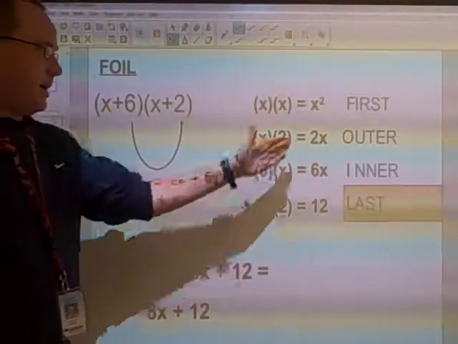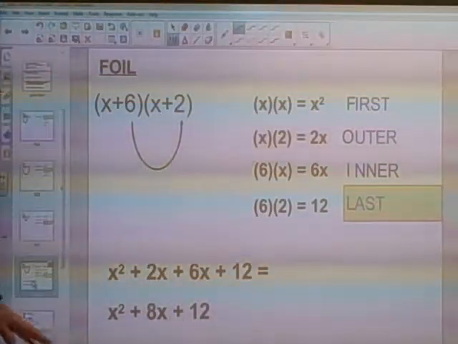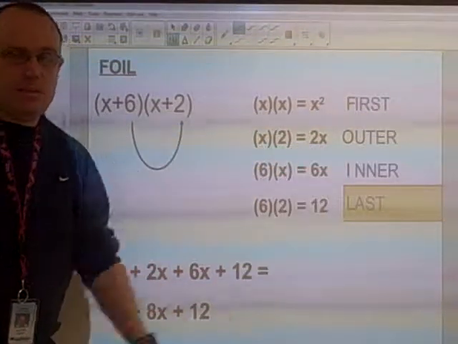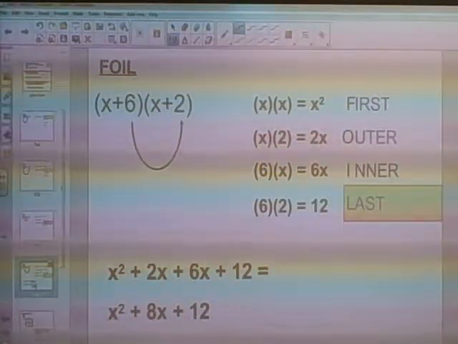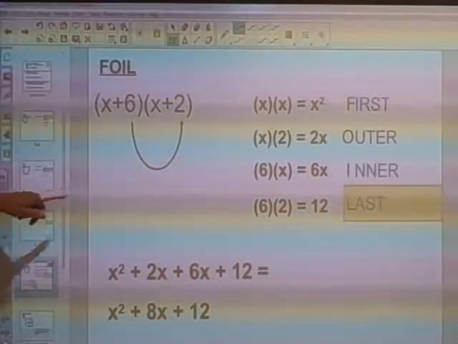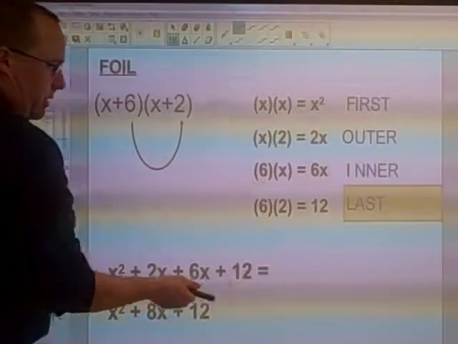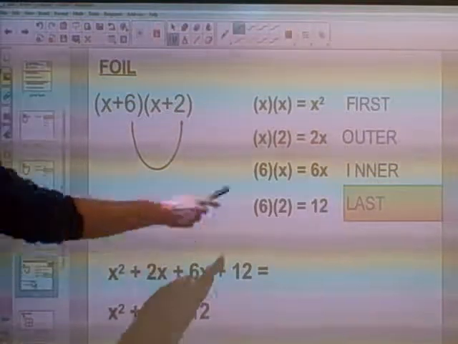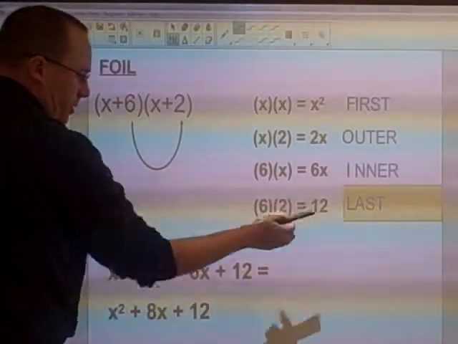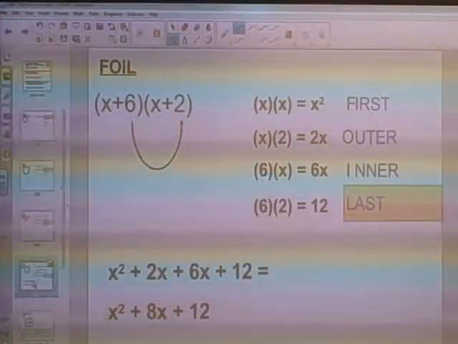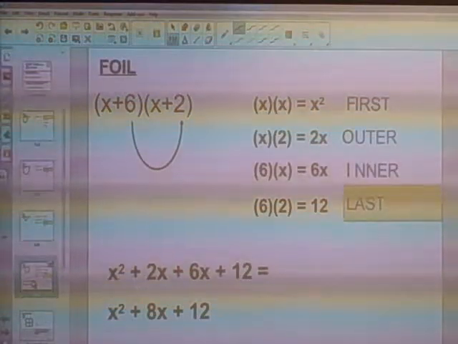And really when I'm doing this, I'm not writing it like this, I just did this to make it easier so you could see where these answers are coming from. I would actually do it like it does on the bottom of the page here. I would literally just write out x squared. If the answer is 2x, I know it must be positive 2x. 6x must be positive 6x, 12 must be positive 12. If I end up with negative 12, then I'll put subtract 12.